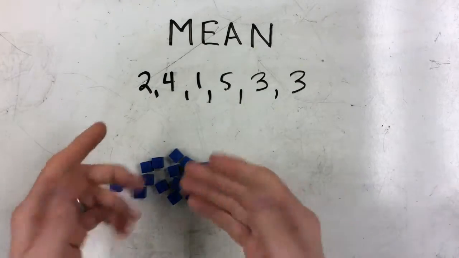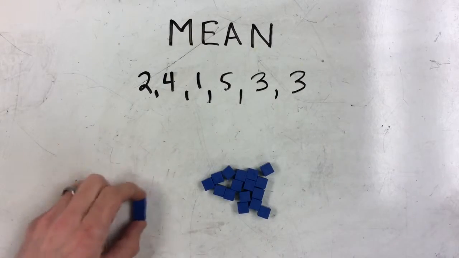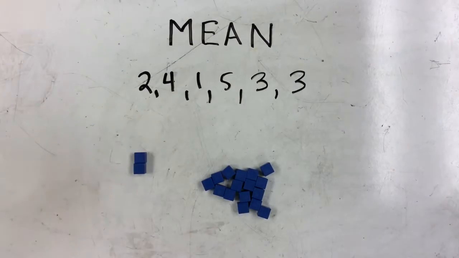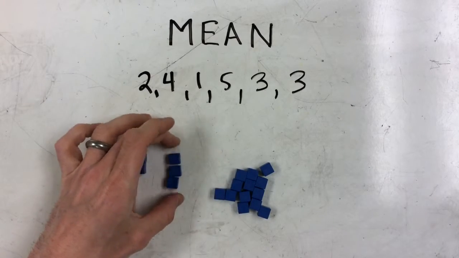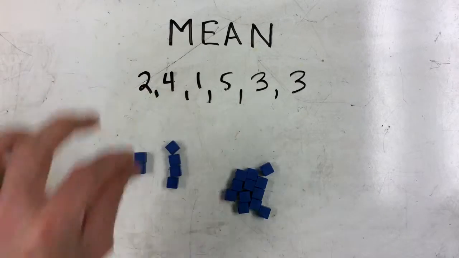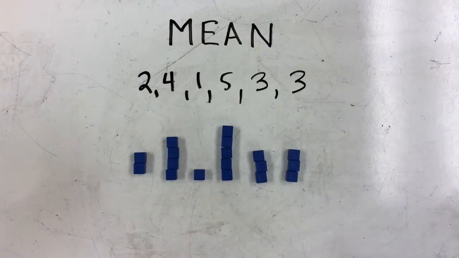We're going to represent each of these numbers of hours using these cubes. So the first student spends 2 hours, we're going to use 2 cubes. The second student spends 4 hours, we'll use 4 cubes, etc. Ta-da! When we're all done, it should look like this. Each student with their correct number of cubes.